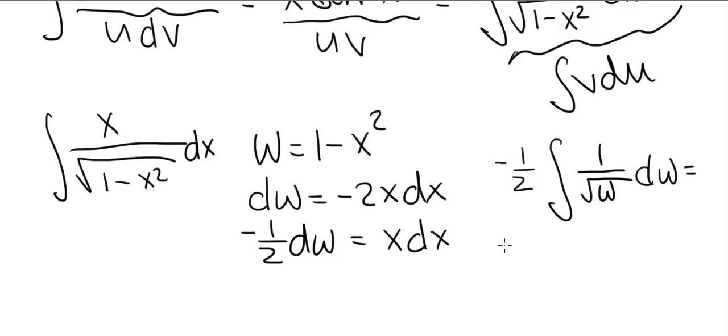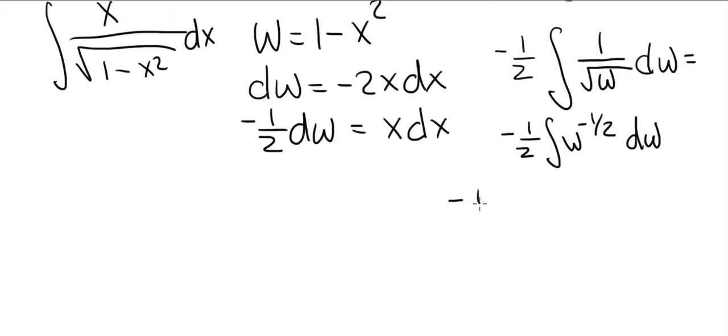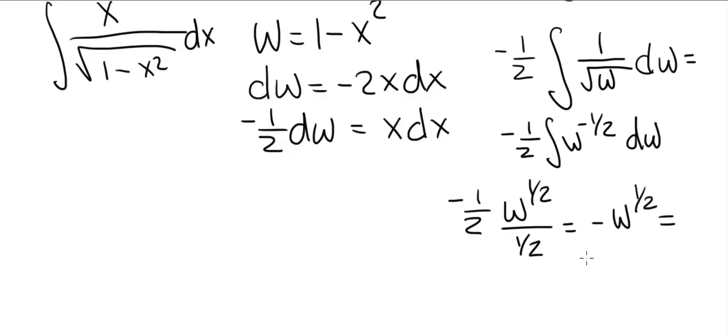That is the same as minus 1/2 times the integral of w to the negative 1/2 dw, which is a straightforward integral: minus 1/2 times w to the 1/2 divided by 1/2, which is minus w to the 1/2, or minus the square root of w. Now replacing w with 1 minus x squared, we get minus the square root of 1 minus x squared.